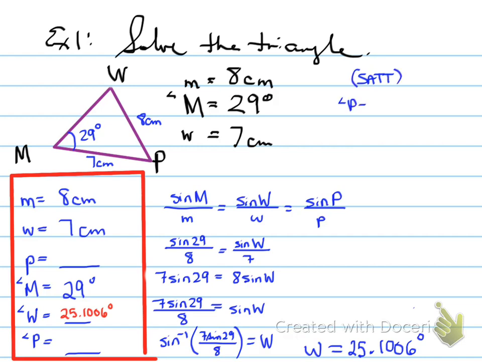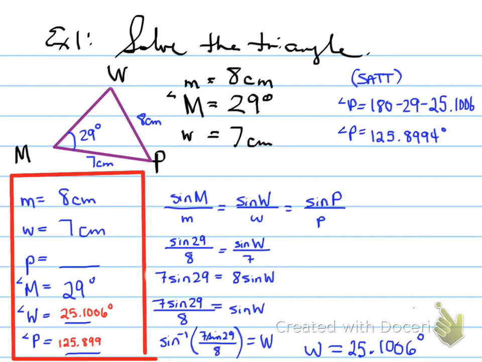Because we now know what angle N is, we can automatically find angle P using the sum of angles in a triangle. Angle P is equal to 180 minus 29 minus 25.1006, and we get 125.8994 degrees. So now we know what angle P is. I know a lot of you are looking at this thinking angle P doesn't look that big. We did not draw this to scale, folks.